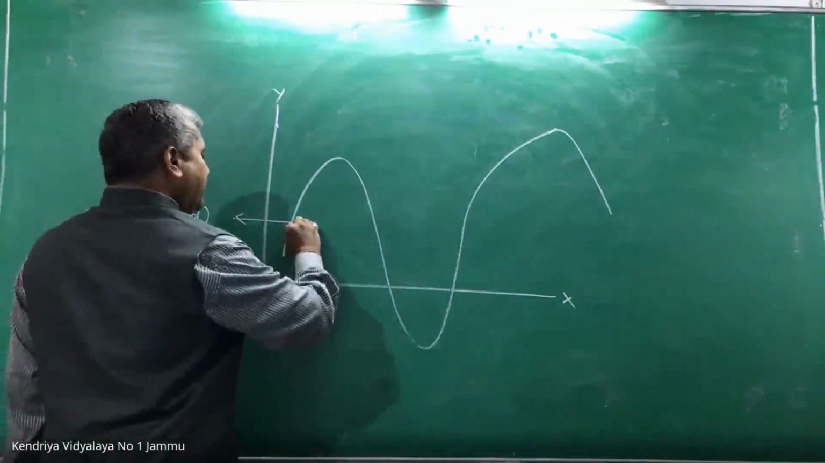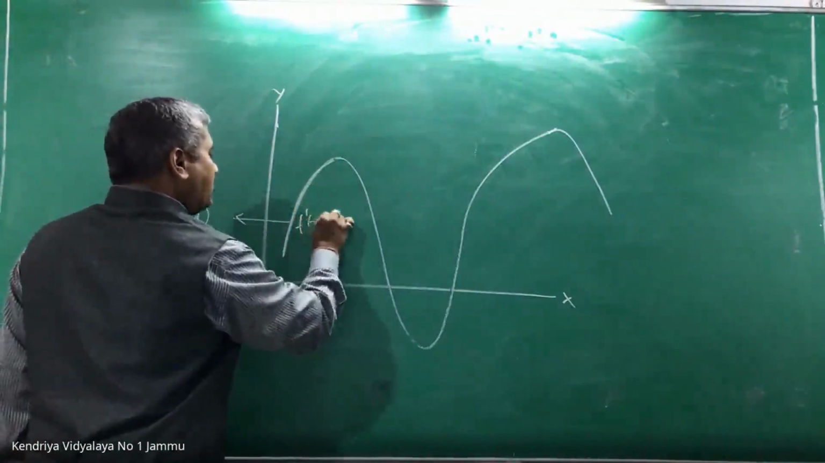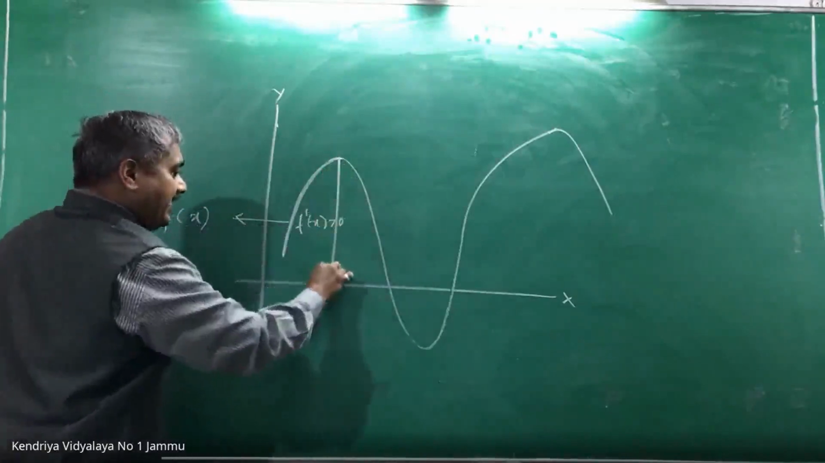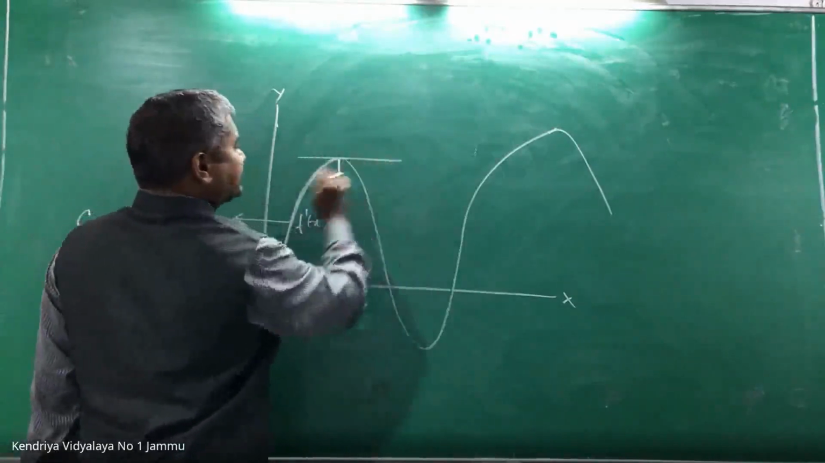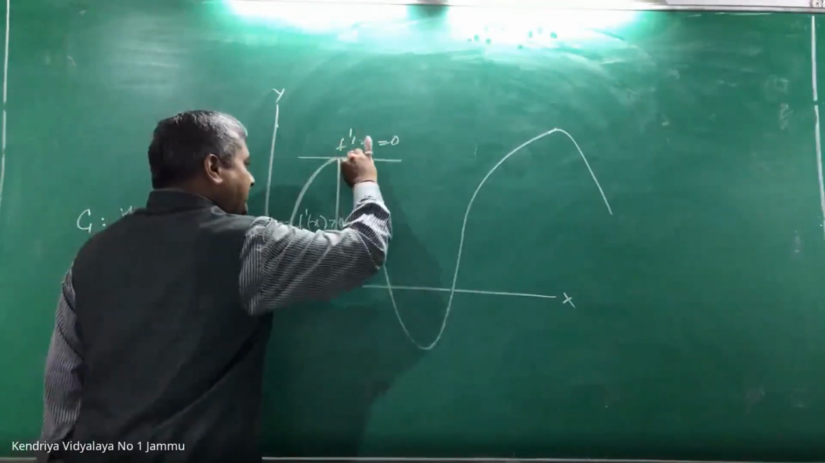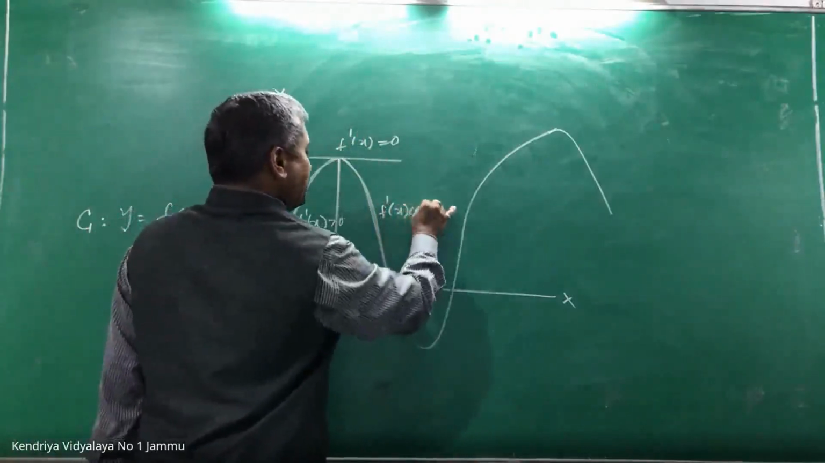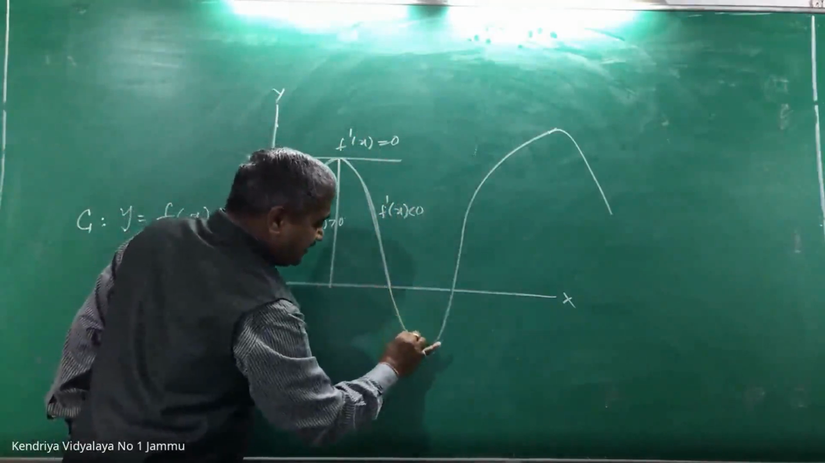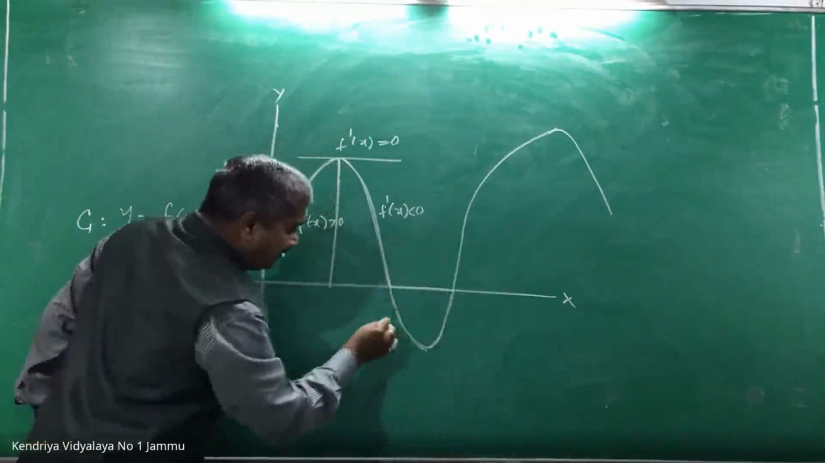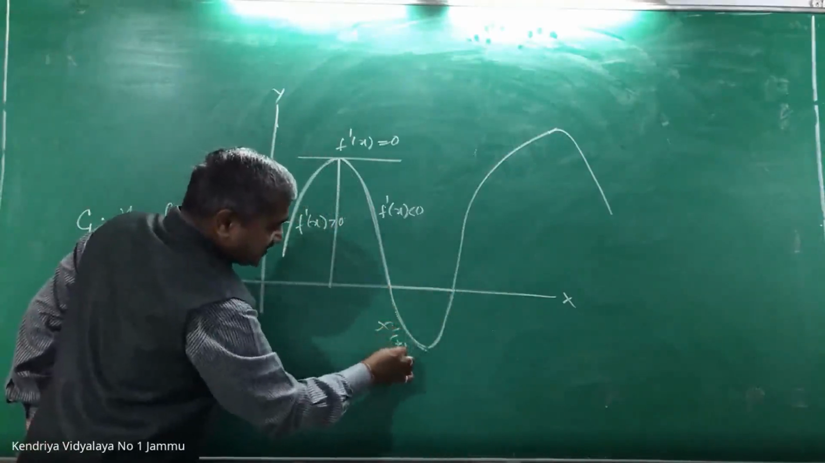Now, what happens? Please look here, it is increasing. So here, f dash x is always greater than 0. At this point, the tangent is parallel to the x-axis, f dash x is equal to 0. And this portion is decreasing, f dash x is less than 0. It is further decreasing. So if I take this portion as a separate interval, then this portion of the curve is decreasing, f dash x less than 0.